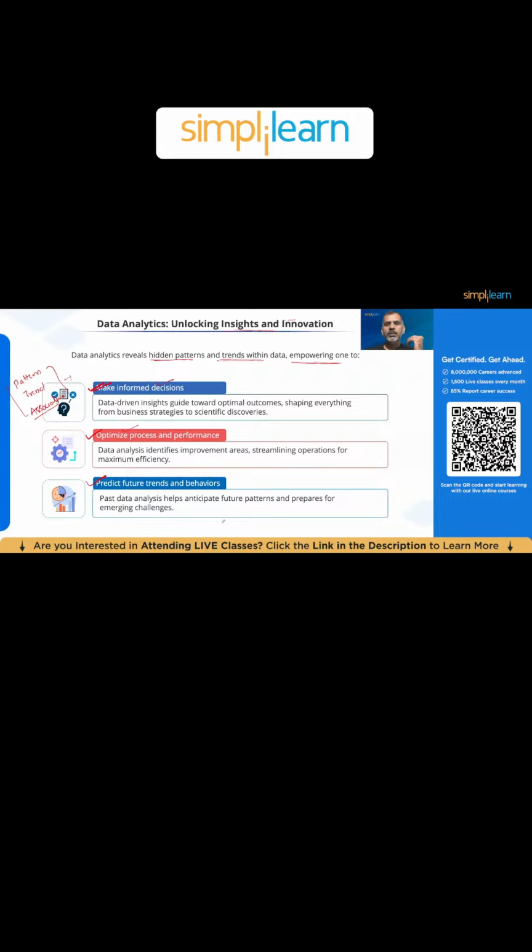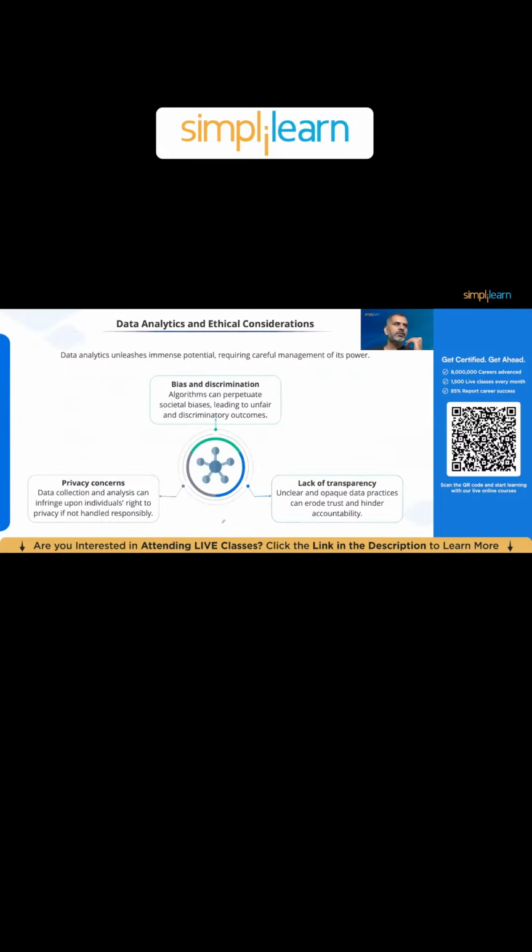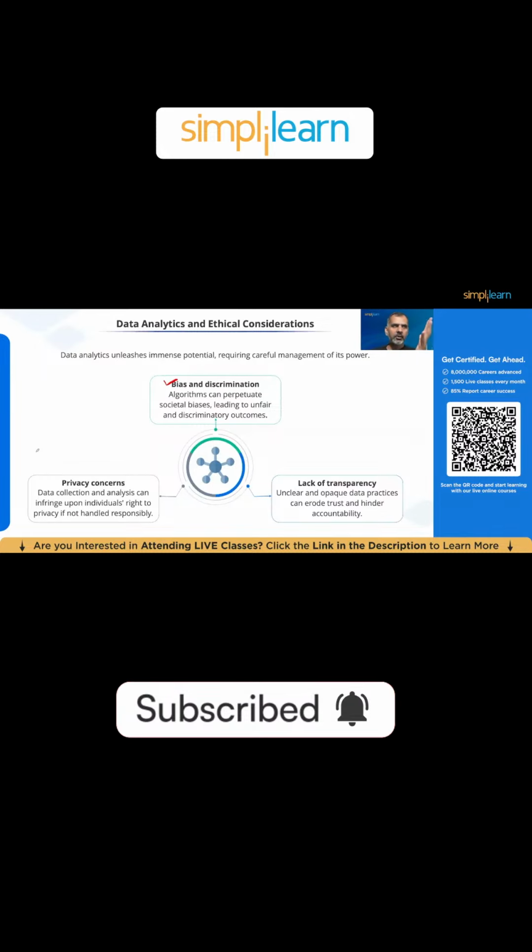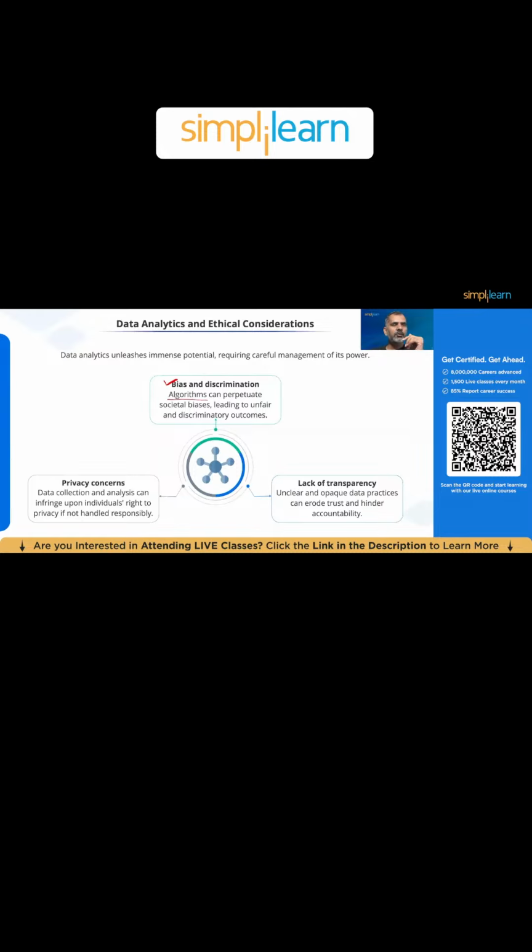Now, when you introduce ethical considerations in this process, we talk about bias and discrimination. And this is something I said earlier also. When you train any algorithm or any model on biased data, that model will produce biased results. And when it produces biased results, that introduces discrimination. So if you do not follow data ethical principles in the data analytics process, you may end up with a biased model, and a biased model is going to introduce discrimination in the process.